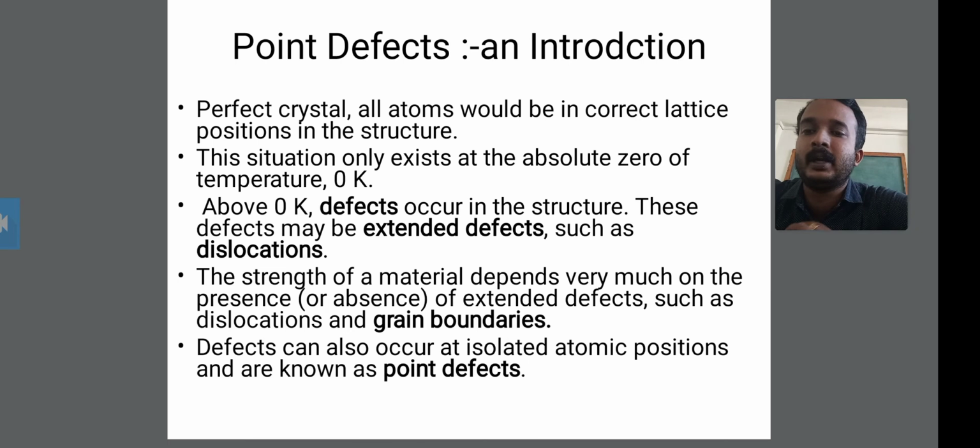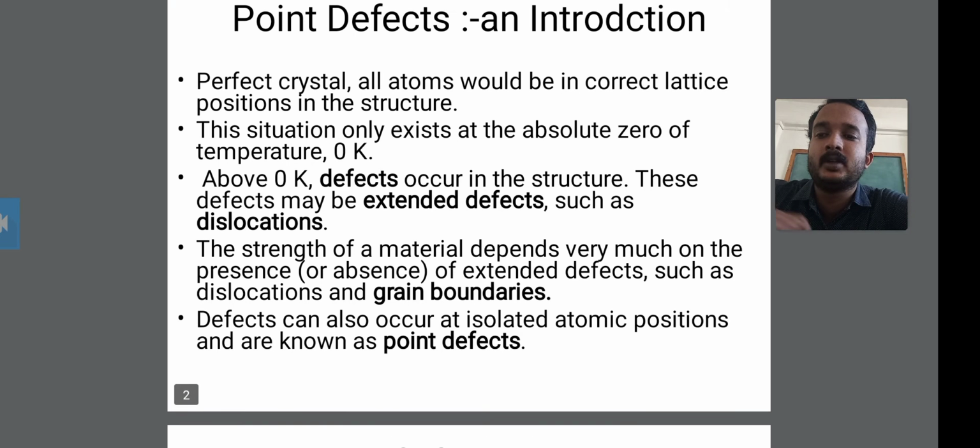The next point is the strength of material. The strength of a material depends very much on the presence or absence of extended defects, such as dislocation and grain boundary.